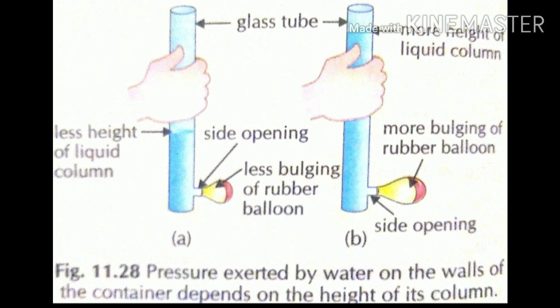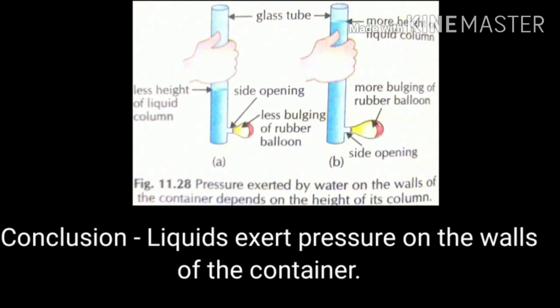Now, pour more water into the glass tube. The rubber balloon bulges more. So from this activity, we can say that liquids exert pressure on the wall of the container. And this sideways pressure exerted by a liquid on the walls of the container is called lateral pressure. In this activity, we have seen that the rubber balloon bulges more on adding more water. The reason behind the bulging of the rubber balloon is that the height of the water increases on adding more water. Hence, the pressure increases. This shows that lateral pressure or sideways pressure increases with the height of the liquid.